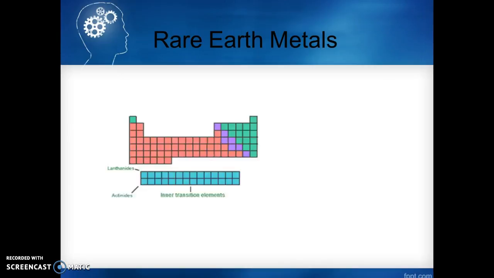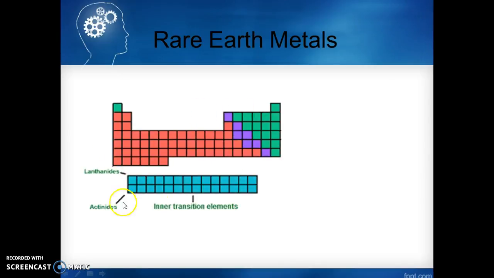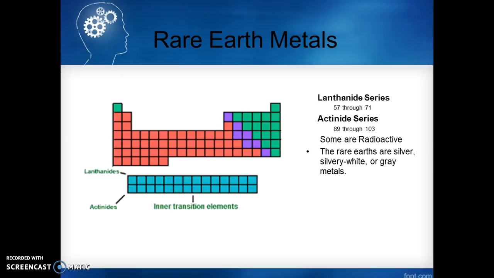Rare earth metals you will find at the very bottom of the periodic table here, the ones that actually fit up here. You have 2 series, the lanthanide series, which runs from atomic number 57 through to 71, and then the actinide series, which runs from element 89 to 103. Some are radioactive. The rare earth metals are silvery white or gray metals. They conduct electricity. And that is the end of this PowerPoint presentation.